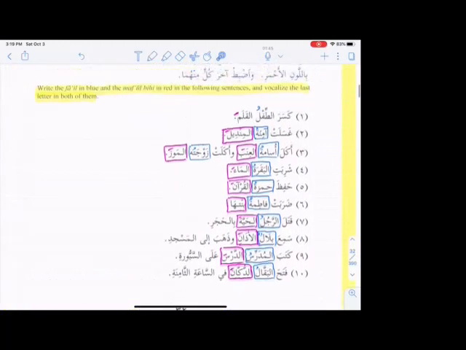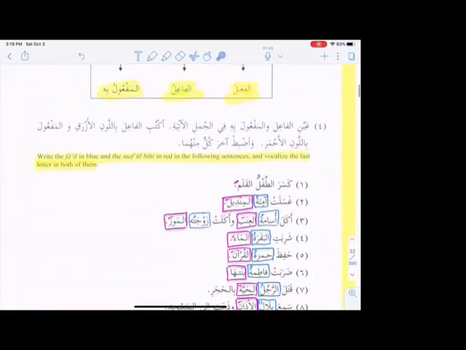So when you say akala, it means the fa'il has to be marfu'. Akala Usama. Usama is the fa'il, al-inaba. Akalat here is the fa'il, Tautanisi, Zawjatuhu al-Mawza.